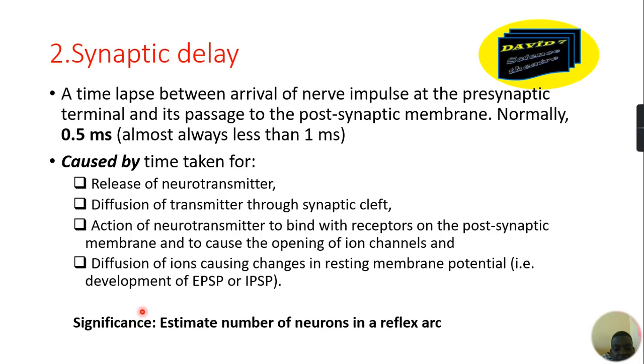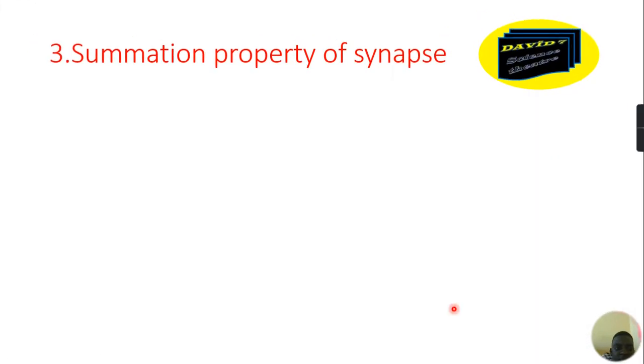And the significance of the delay, we can use that delay to estimate the number of neurons in a reflex arc. You know a reflex arc. So if you can see the time spent, now you can know whether it is polysynaptic, disynaptic, or monosynaptic. So this one is for monosynaptic. If it increases, you can know that there are a couple of neurons in that same reflex arc. All right, let's continue.